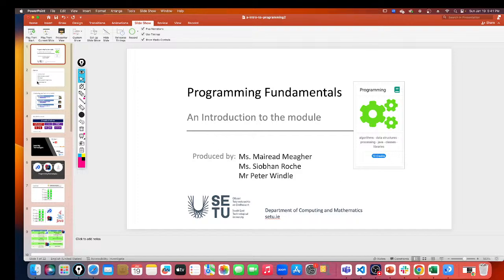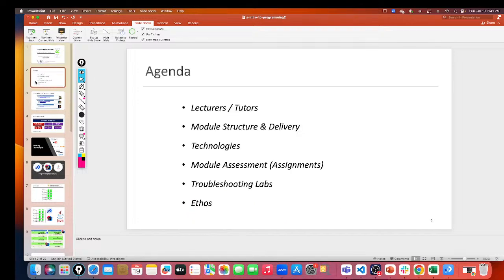So we'll get started. We're going to talk about the lectures, who we are, the tutors, how we're going to structure the delivery, what the technologies we are using, most importantly, what your assignment is going to look like, and how we have some troubleshooting labs.